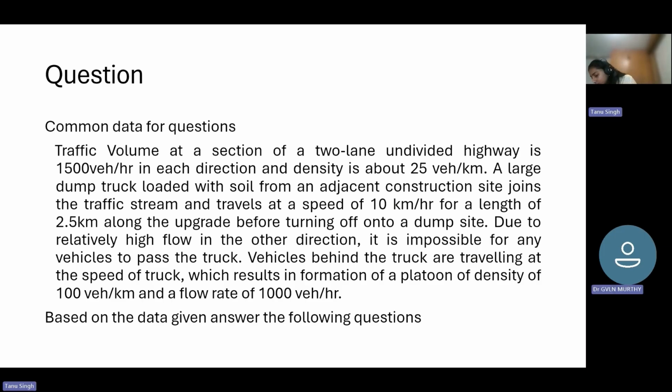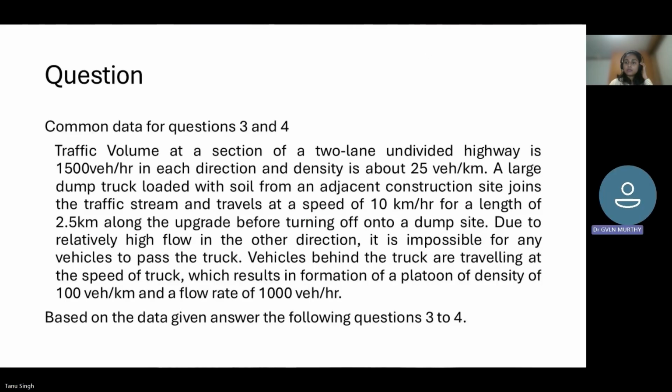Madam, is my voice audible or not, madam? Hello? Sorry, you're not audible to me. You can type your doubt. If you're not audible, you can write any of your doubts in the chat box so we can start solving the question.